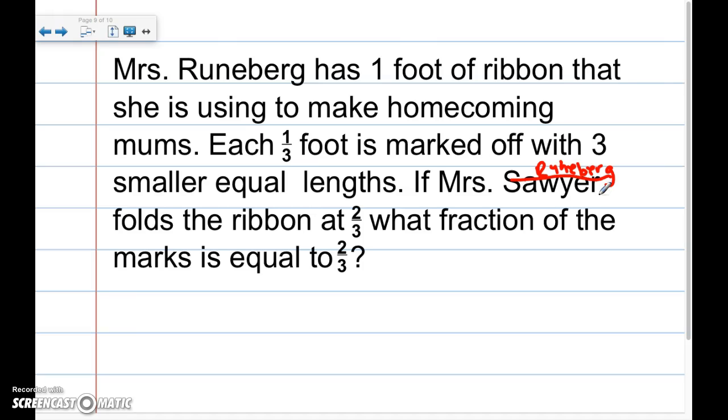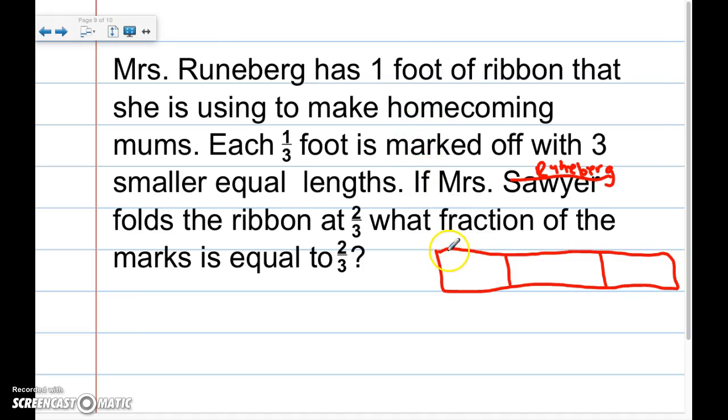Now, I know that this sounds crazy, but strip diagrams are very helpful whenever you're dealing with fractions. So this is my 1 strip of ribbon, okay? So first I need to mark this as thirds, because it says each 1/3 foot. So that means that 1 foot is marked into 3 sections. It's marked off with 3 smaller equal lengths.